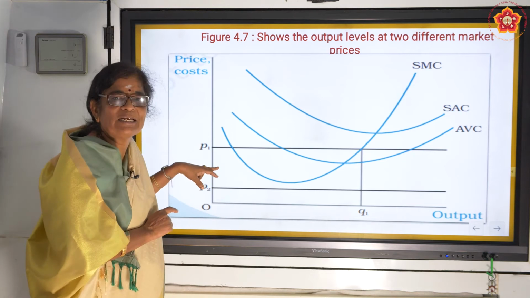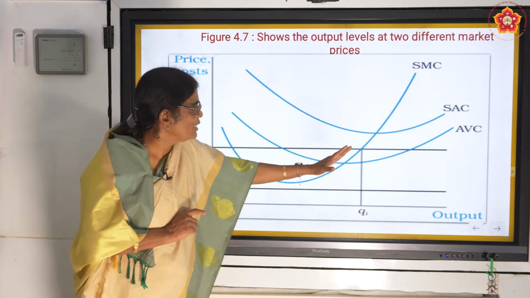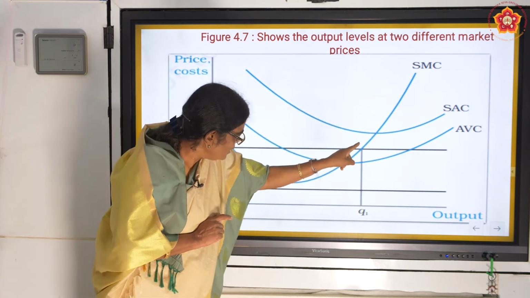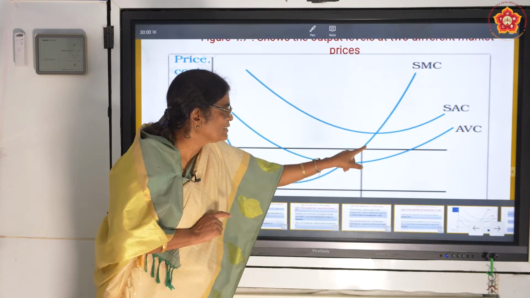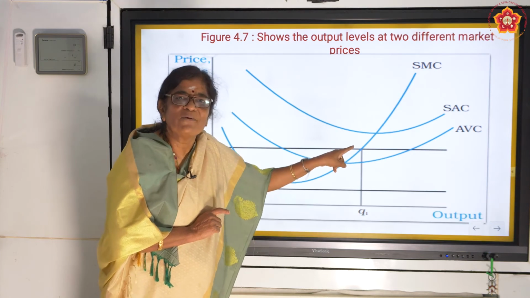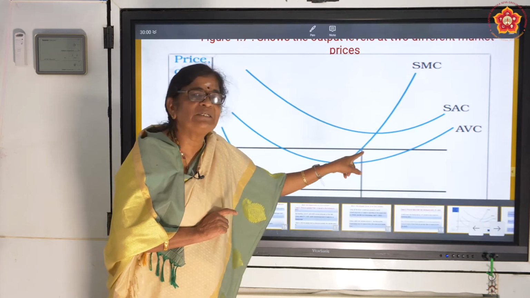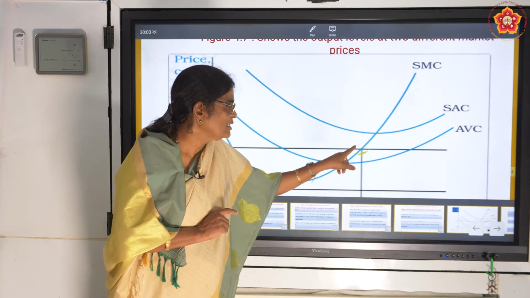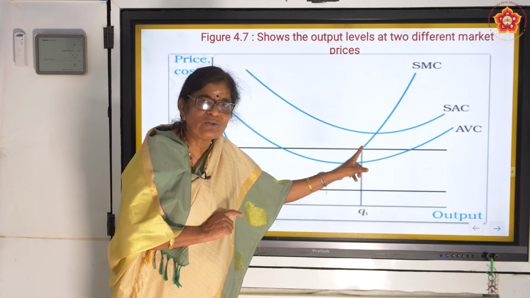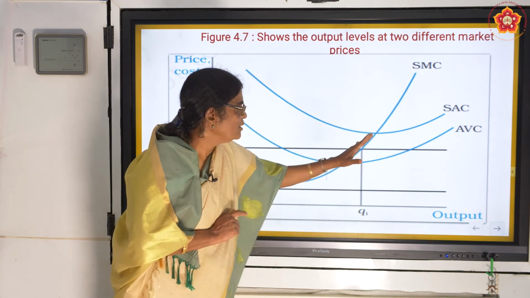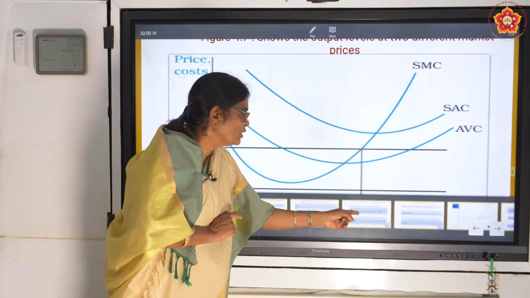This is what is explained in case 1. Case 1 is equating the price P1 level to the rising part of the SMC. Therefore, at this point, the price line and the SMC line intersect. Here, you are fulfilling two requirements needed for the profit maximizing level of output under a perfectly competitive market structure. What are the two conditions? P and MC are equal, because they intersect each other, and also the second one, MC is non-decreasing; it is increasing.